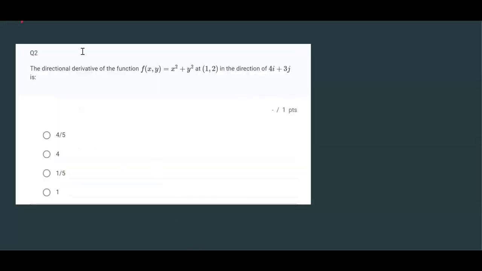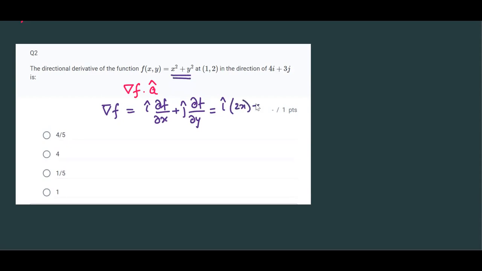Okay, just look at the solution now. So the directional derivative is grad f dot a cap. So first grad f is i cap times ∂f/∂x plus j cap times ∂f/∂y. So it is i times the partial derivative of x square plus y square with respect to x, which is 2x, plus j cap times the partial derivative with respect to y, which is 2y.